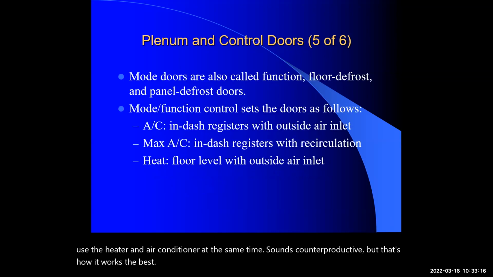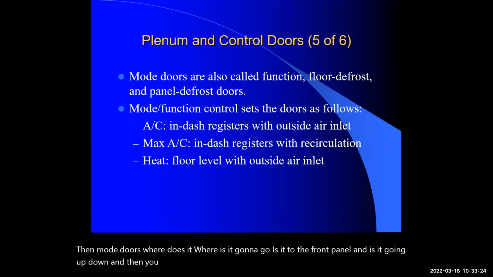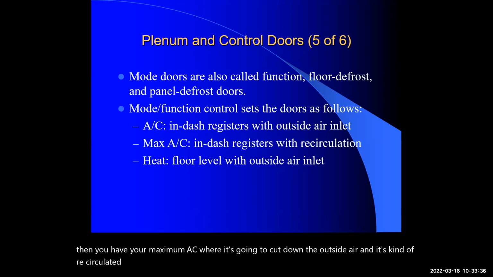Then mode doors: where is the air going to go? Is it to the front panel? Is it going up, down? Then you have your AC, which is normal, and it has a little bit of outside air. Then you have your maximum AC, where it cuts down the outside air and recirculates it. So it's going to be a big portion, I would say about 90%, all inside air. And then of course you have your heat, where it actually goes to the floor.